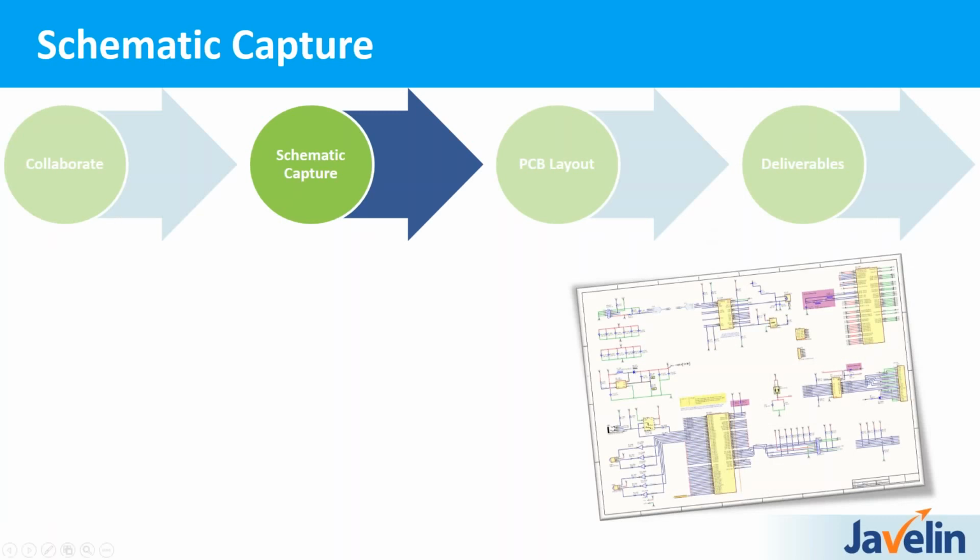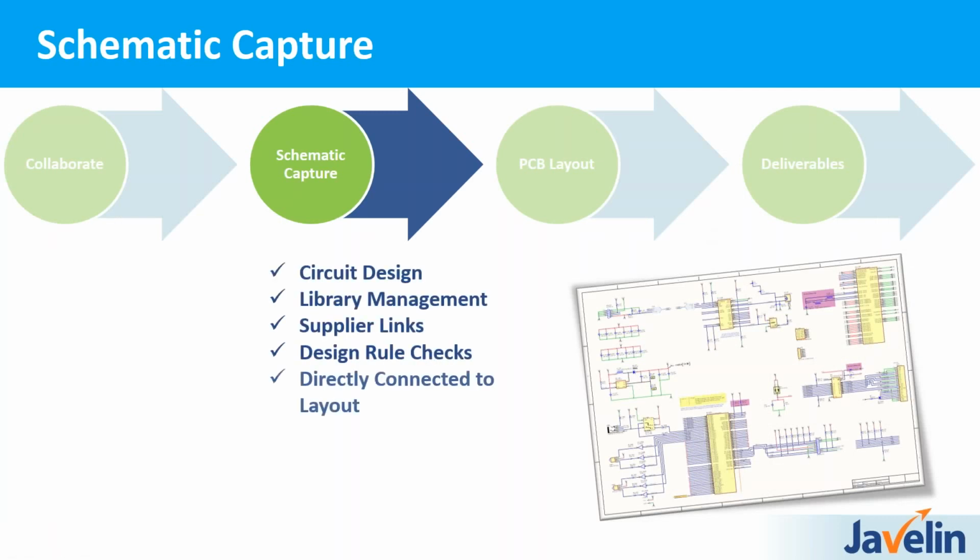So the schematic capture process usually allows you to get circuit design in place. Library management is fairly intuitive. Supplier links is really useful because it's real-time and live. There is also an option for design rule check, and at the end of the day, all this information is directly connected to your layout.